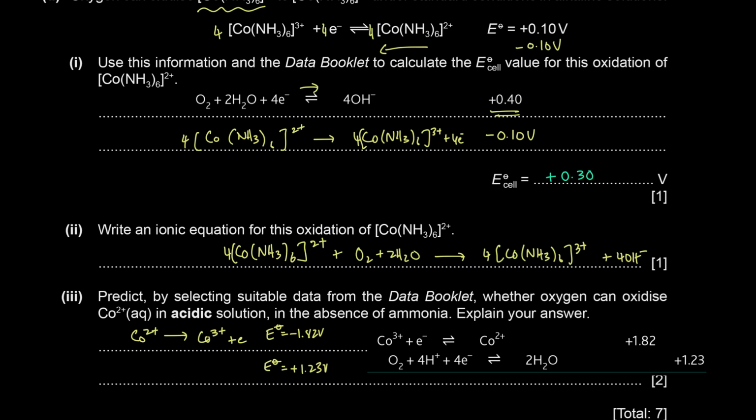And write down these two half equations as well. We have O2 plus 4H+ plus 4 electrons giving you 2H2O. So you would say over here, no, because the E naught of the cell is equal to negative 0.59 volts. So that's a negative E naught, which means that the reaction will be non-spontaneous. So it won't occur.